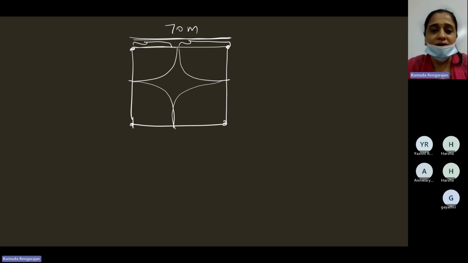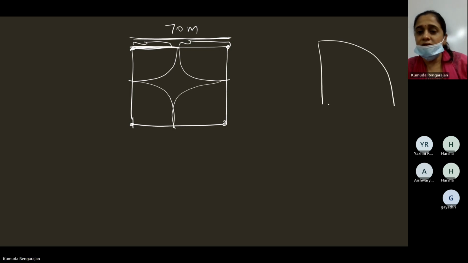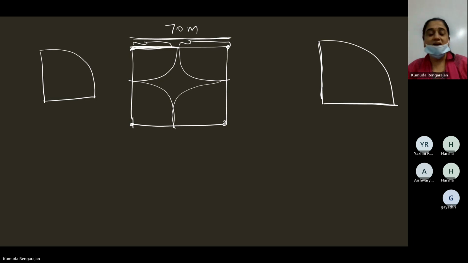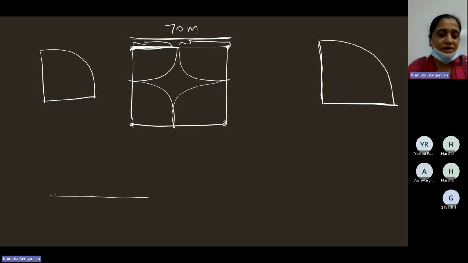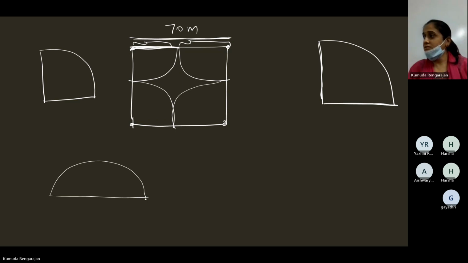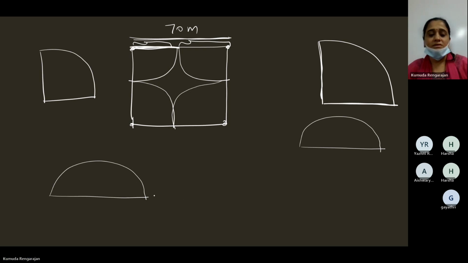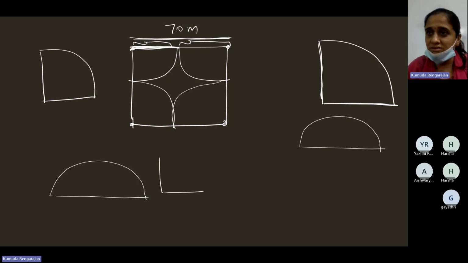What is this for the quadrant radius? See here, quadrant. What are these line segments for the quadrant radius? A quadrant is a region bounded by two radii and one arc like this. A semicircle is a region bounded by the diameter and an arc like this. Diameter and an arc is a semicircle. So semicircle, diameter and arc; quadrant, two radii and an arc.